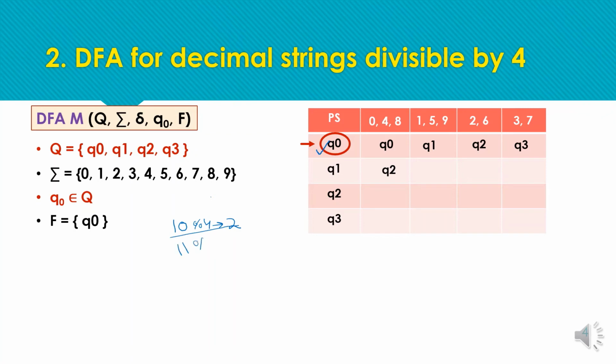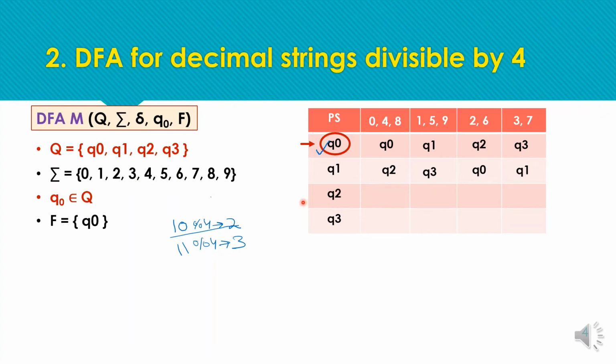And on taking one number from the next set, 1, 1, divide by 4, the remainder will be 3. So moving to state Q3. There is a pattern after Q3: what should be the next state on 2? Yes, Q0. And what should be the next state? Q1. Okay, so if we solve only the first state, the rest can be completed easily.